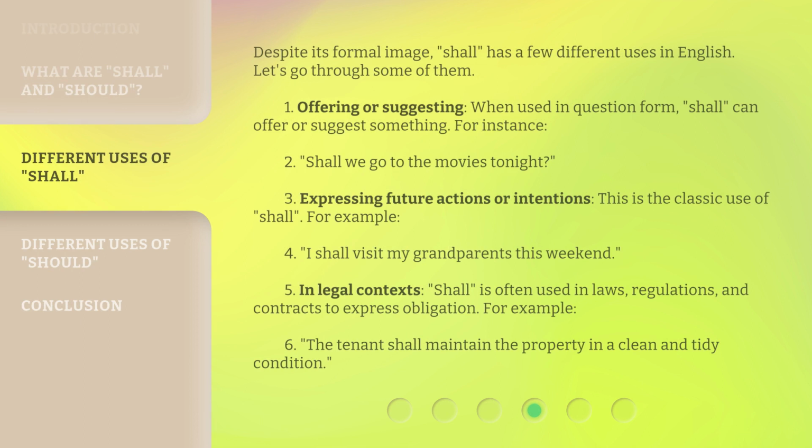Despite its formal image, shall has a few different uses in English. Let's go through some of them. 1. Offering or suggesting. When used in question form, shall can offer or suggest something. For instance, Shall we go to the movies tonight? 2. Expressing future actions or intentions. This is the classic use of shall. For example, I shall visit my grandparents this weekend.